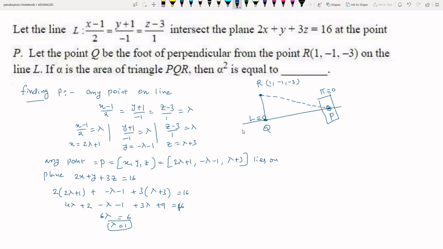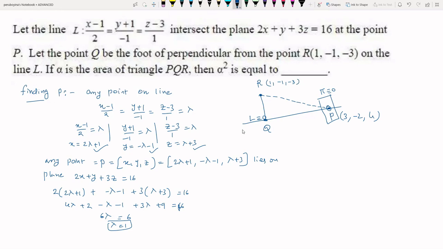So now you can decide this point P as 2 lambda plus 1. If lambda is 1, the x value is 3. Okay, from here, substitute lambda value 1. So the y value is minus 2, and taking lambda 1 for z, it is 4. So we got the P value.